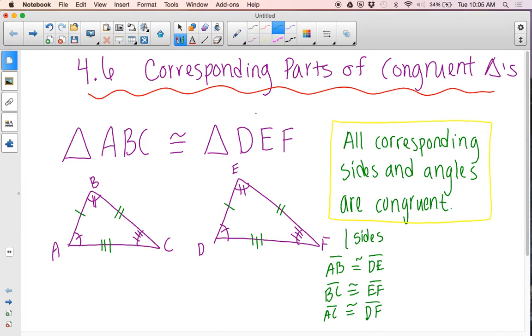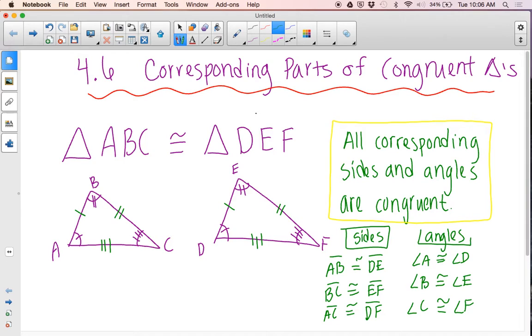And that's for sides. Now for my angles, I do the same thing. I know that angle A is congruent to angle D. I know that angle B is congruent to angle E. And I know that angle C is congruent to angle F. So those are all of my congruent angles. So when triangles are congruent, all of their corresponding sides and angles are congruent.